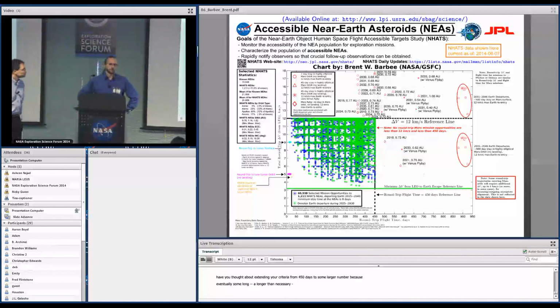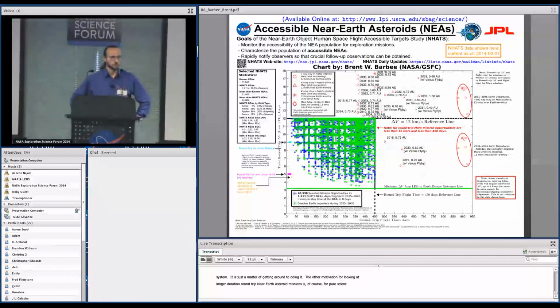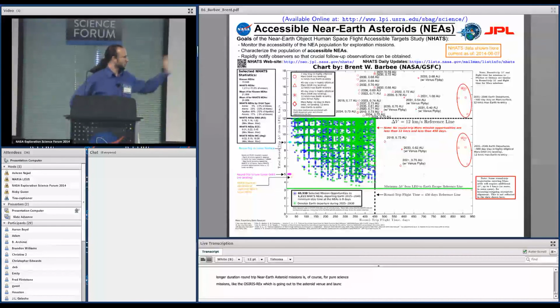Yes, so we have a list of things that we would like to add to the system. It's just a matter of getting around to doing it. The other motivation for looking at longer duration round-trip near-Earth asteroid missions is, of course, for pure science missions, like the OSIRIS-REx mission, which is going out to the asteroid Bennu. It's launching in 2016, coming back 7 years later in 2023. So that's a 7-year round-trip mission, 2,500 days, something like that. So that would be way off to the right-hand side on the plot there. So monitoring those types of mission opportunities would be valuable as well.